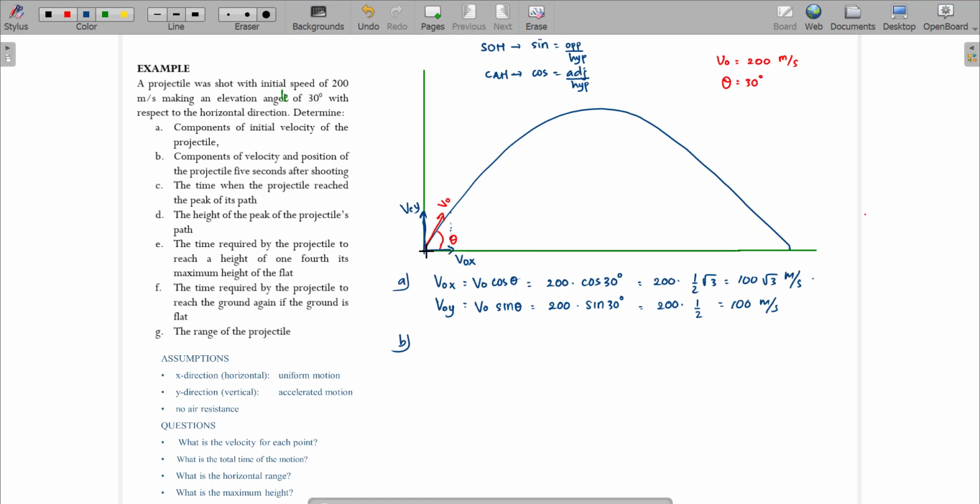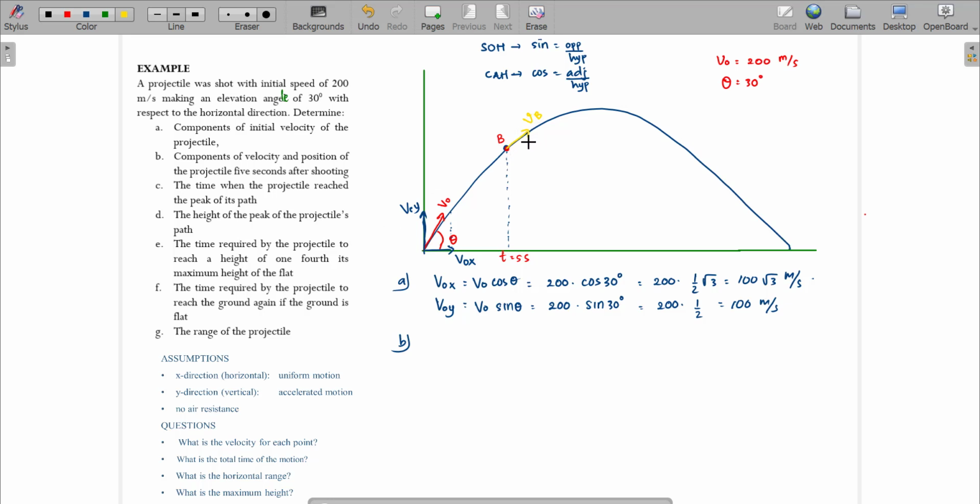Clear? Now point B: the components of velocity and the position of the projectile 5 seconds after shooting. 5 seconds. Let's say when you shoot here, 1, 2, 3, 4, 5. Okay, let's say in here, this is time 5 seconds. And let's put the symbol B on this dot. So the question is the components of velocity. The components in here mean x and y. So B actually has a velocity like this, VB.